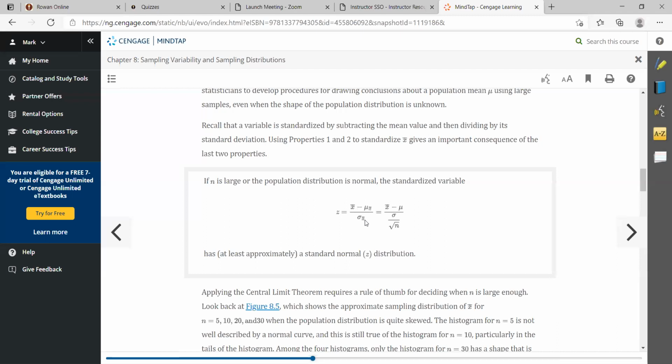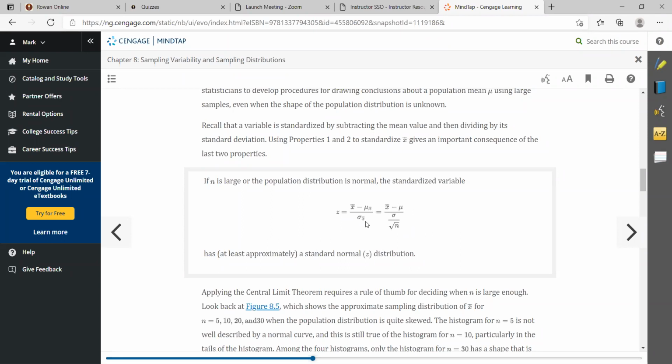Now we're dealing with samples. Now the right side of this, we're converting that to the original population mean and standard deviation symbols, because we know that the mean of the sampling distribution is equal to the population mean, so we can replace mu X bar with mu.